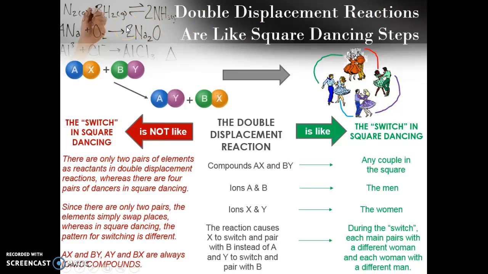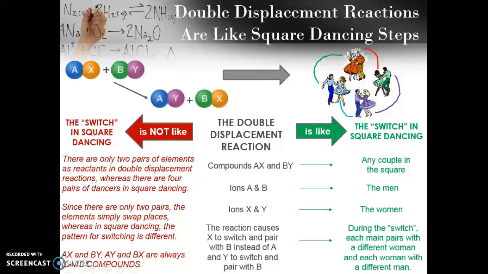It's similar to the single displacement reaction that we talked about yesterday, but instead of having one element all by itself. Yesterday we saw A was by itself, B was with a partner, then A ended up with a partner, B ended up by itself. This time it's more like switching partners. So we start out, A is with X, B is with Y, and we end up A is with Y, B is with X. A and B would both be metals, X and Y would both be nonmetals. So metals are going to switch places and nonmetals are going to switch places.